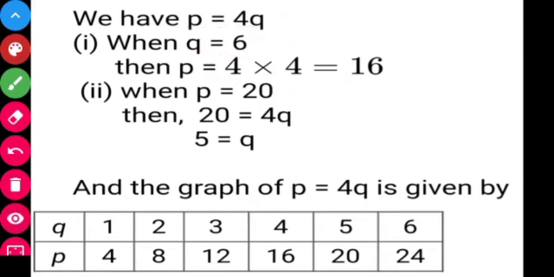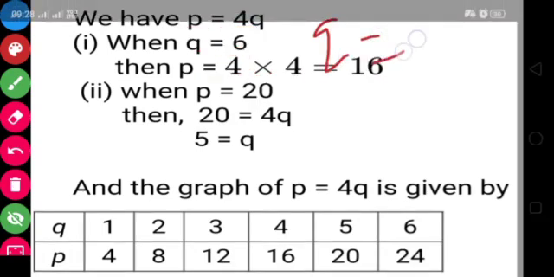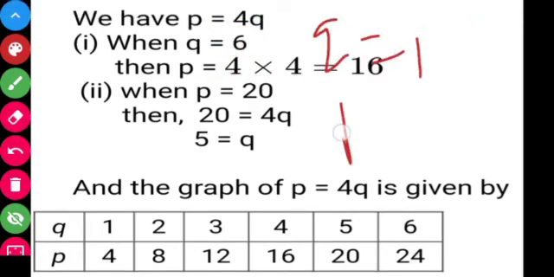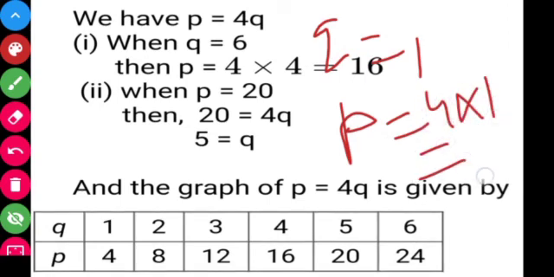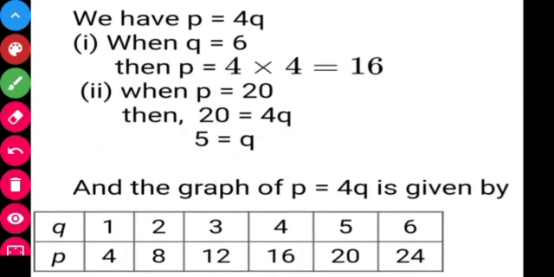You can take any value of q. If you take q equal to 1, then what will be the value of p? p will be 4 into 1, that means 4. When q is equal to 2, then p will be 8. Okay, so similarly make a table for q and p.